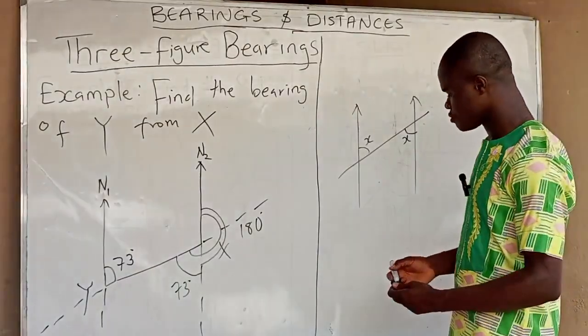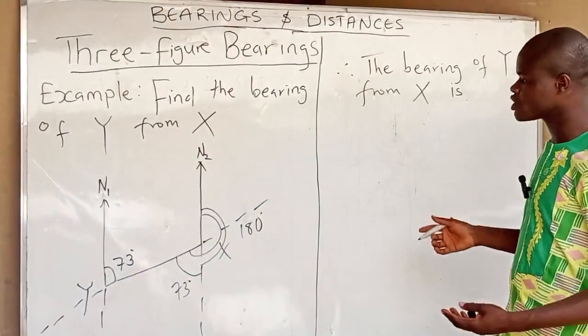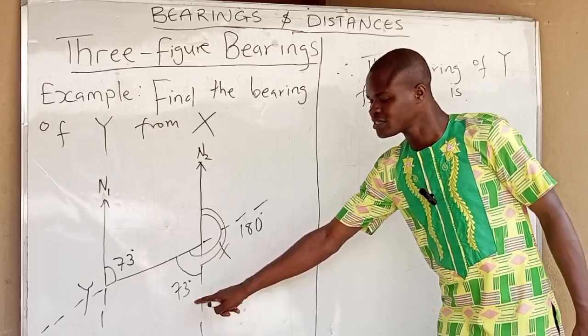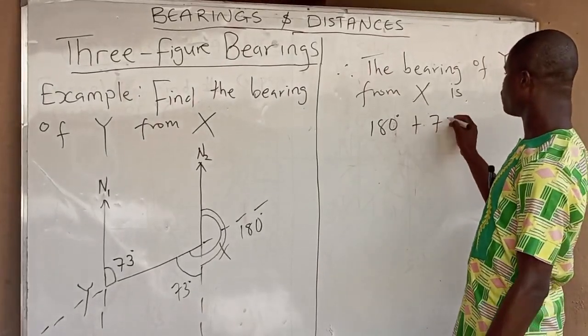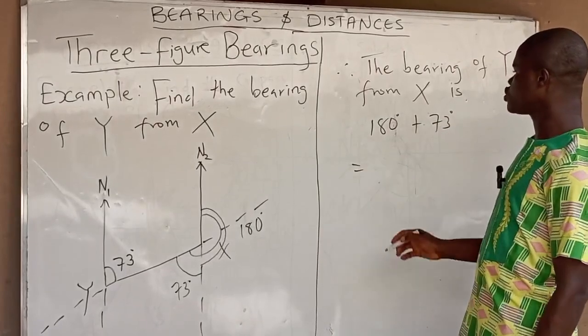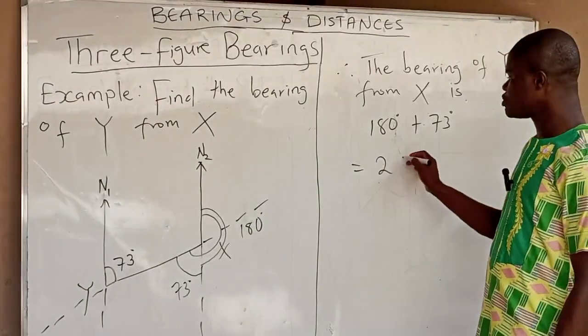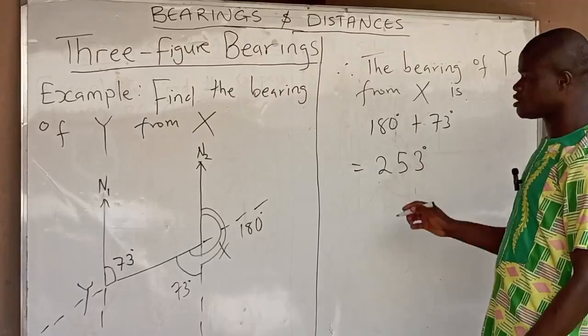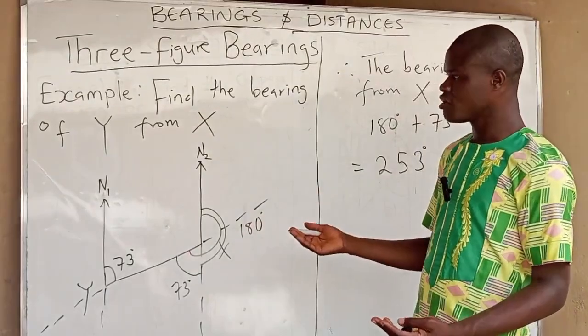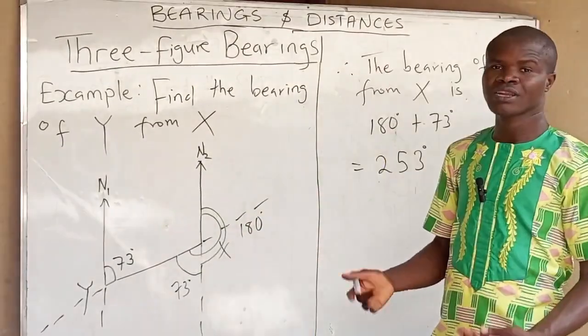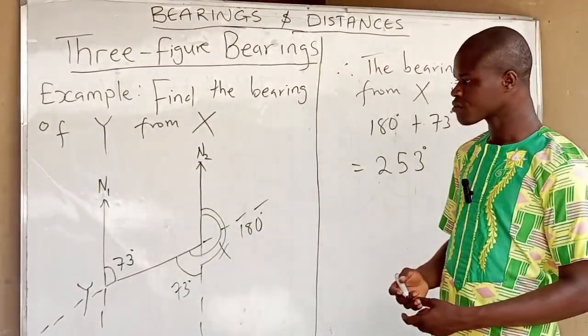So therefore the bearing of y from x will be 180 plus 73 degrees, and this will give us 253 degrees. So this is the answer for this question. The bearing of y from x is 253 degrees.